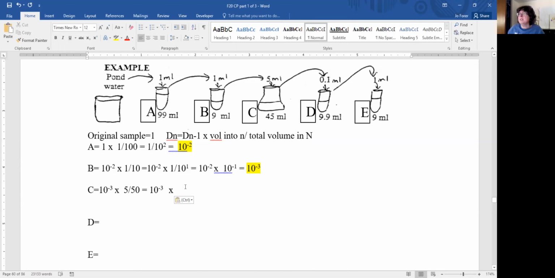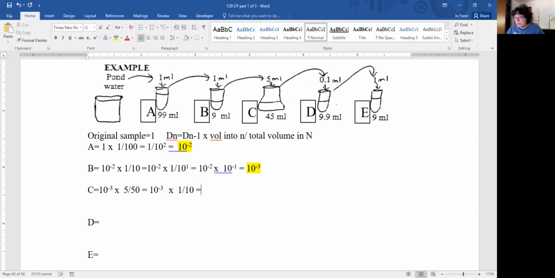Probably the simplest thing I can do is to simplify it by just dividing the top and the bottom of the fraction both by 5. So 5 divided by 5 is 1, and 50 divided by 5 is 10. You can do that with fractions. You can divide the top and the bottom. As long as you're dividing them both by the same number, you're not changing the value of the fraction.